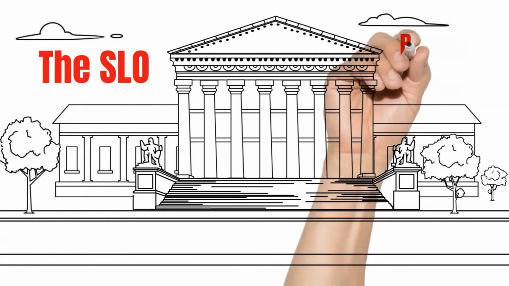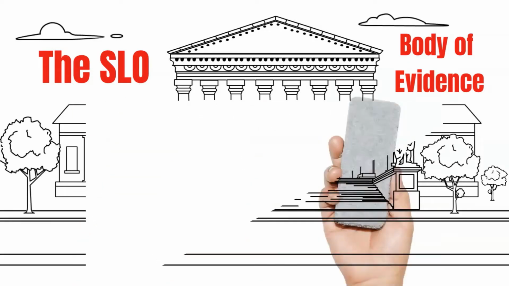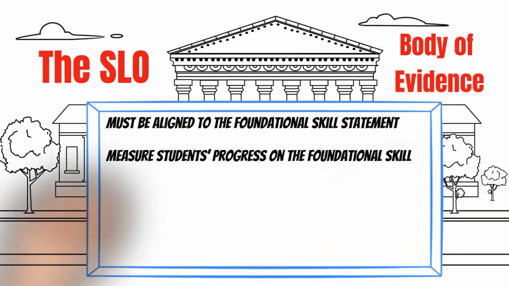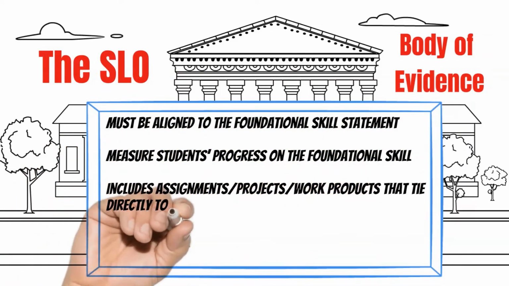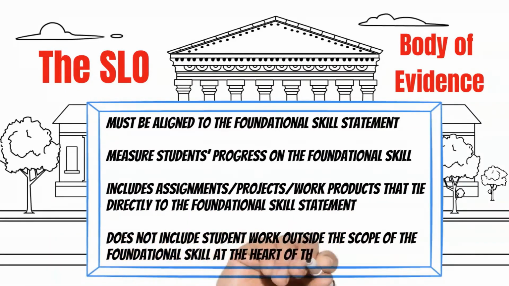Before we get to the end, let's talk about the SLO body of evidence and a couple of issues that relate to it. The SLO body of evidence must be aligned to the foundational skill statement. It must measure students' progress on the foundational skill. It includes assignments, projects, work products that directly relate to the skill statement. The SLO body of evidence does not include student work outside the scope of the foundational skill at the heart of the SLO.